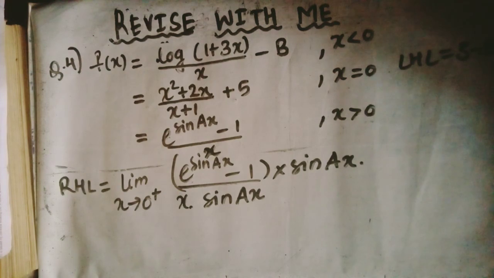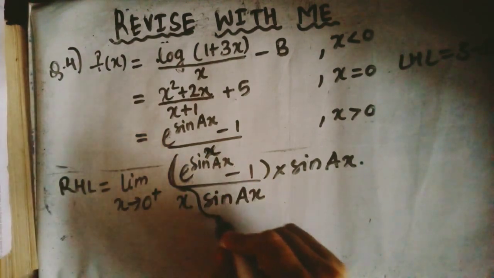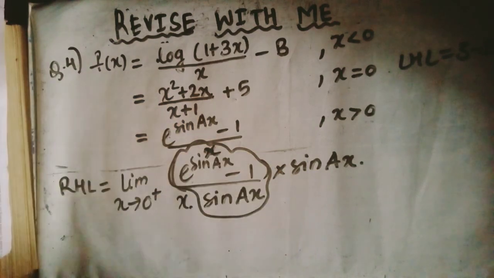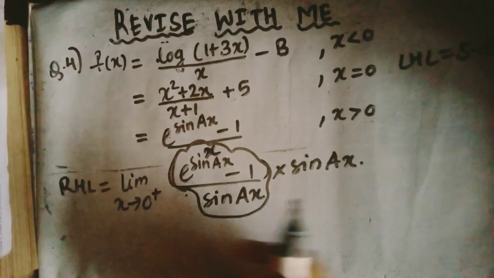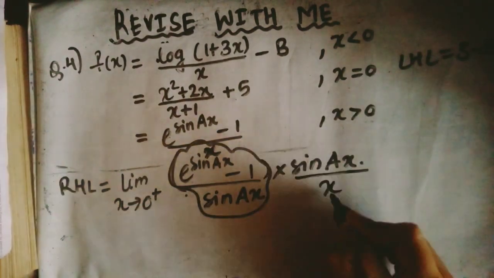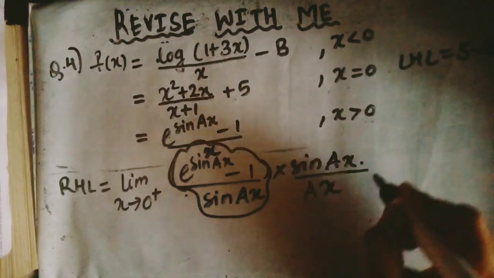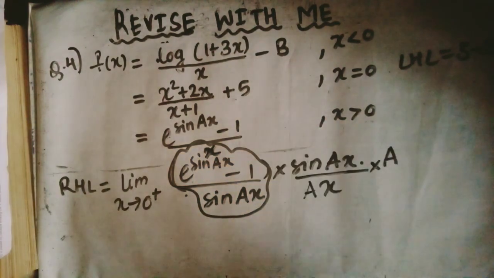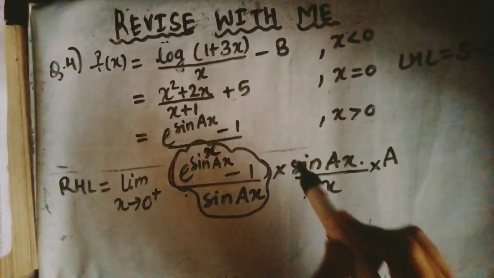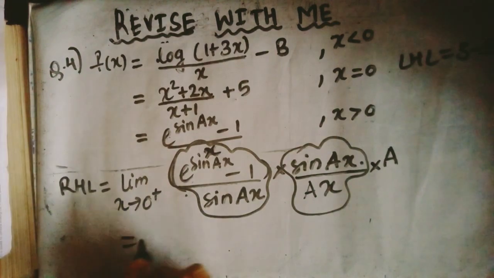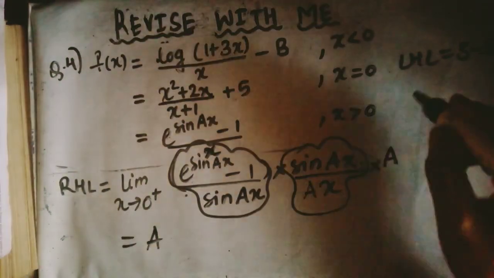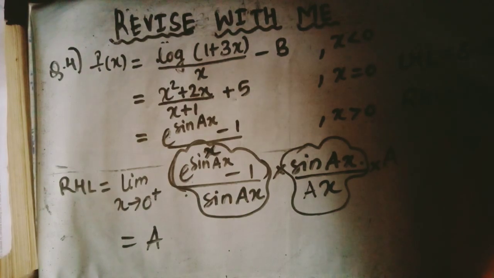Okay, so (e^(sin ax) - 1)/(e^(sin ax)). When we put the limit tending to 0, this term becomes log e, and this x I can write here. But we need a here also, so multiply and divide by a into a. So this term also becomes 1 when x tends to 0. So the final is a. So our RHL is a.